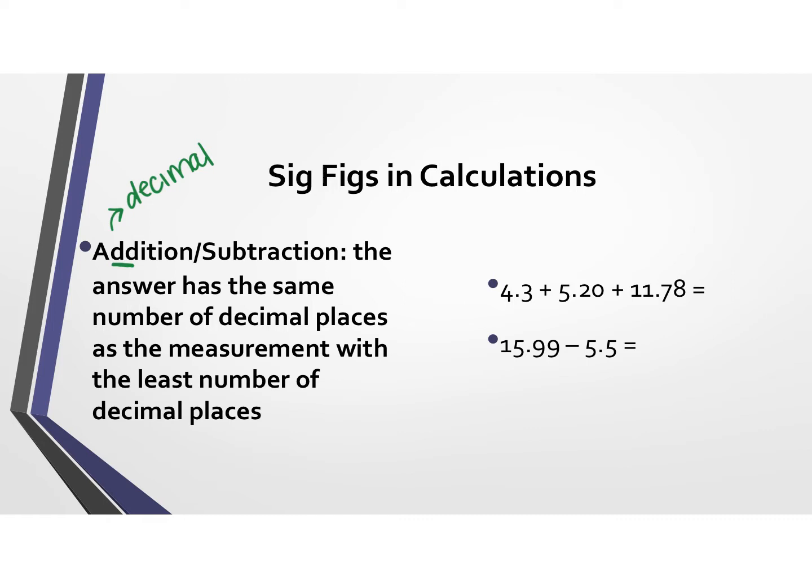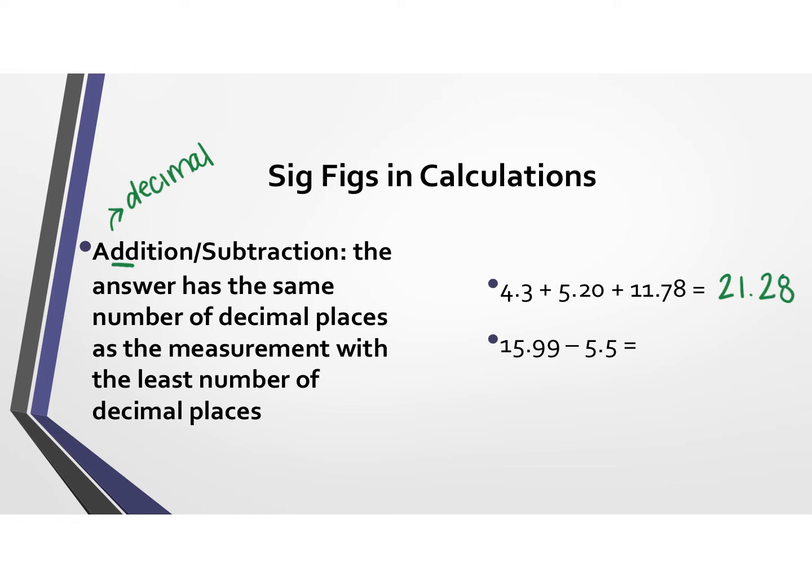Okay, so when we calculate these problems, go ahead and get your calculator out, and we'll do this top one first. Go ahead and just enter it in your calculator exactly how you see it. So take 4.3 plus 5.20 plus 11.78. And then once you get an answer, someone tell it to me out loud. 21.28. Do you all agree?